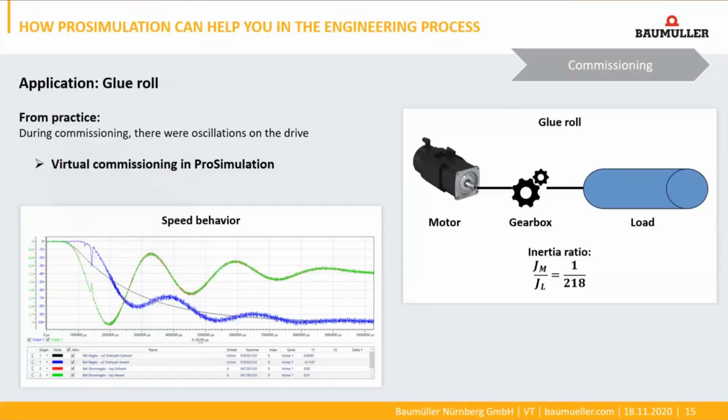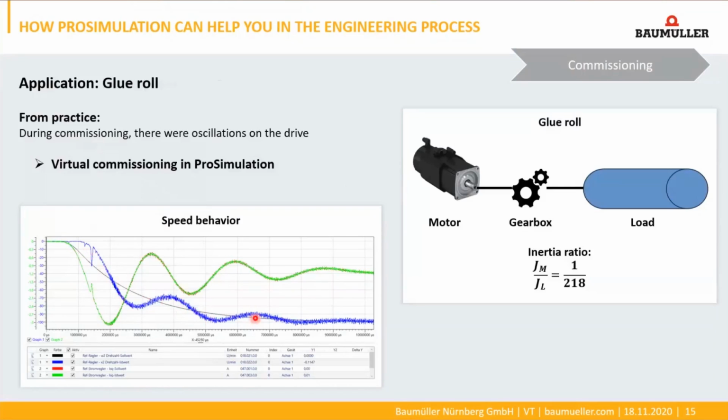Oscillation occurred during the commissioning, and the clutch and the gearbox were destroyed. As you can see in the picture, the speed behavior: the speed value in blue and the current in green. The black graph represents the speed set value from the customer. As you can see, we have an oscillation in the speed value. Therefore, the clutch and the gearbox were destroyed.